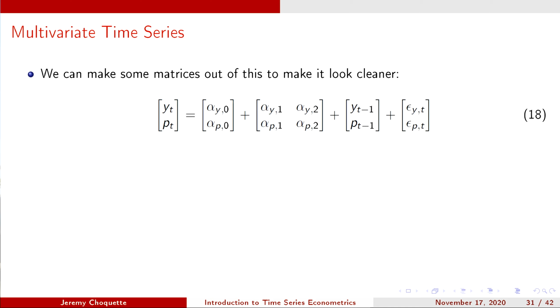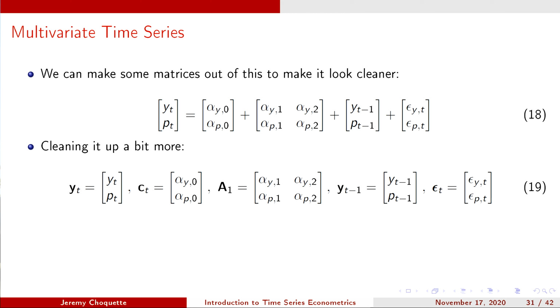Now, we can make some matrices out of this VAR thing to make it look a little bit cleaner, right? So if I want to clean it up a little bit more, I can just throw the stuff in here. Boom, gives me that. So in equation 18 also, there's another little mistake. There's not supposed to be a plus between this and this. It's actually supposed to be a times. So I messed that up, but at least I addressed it. So just pretend that's a times, not a plus.